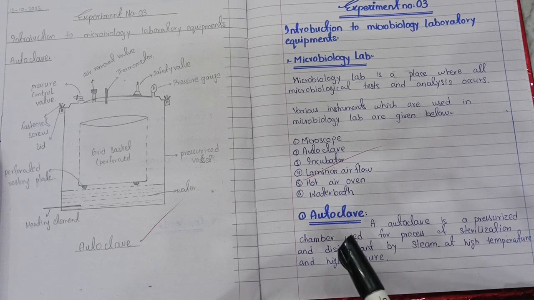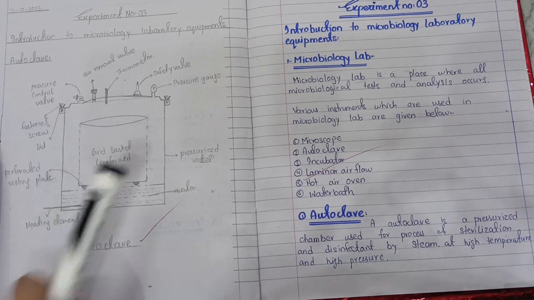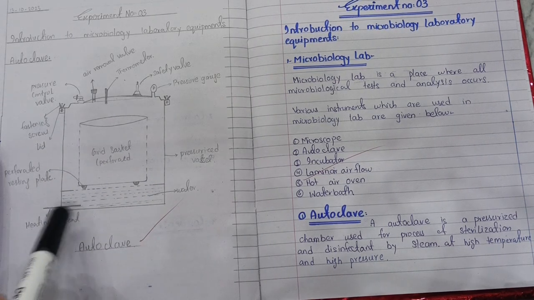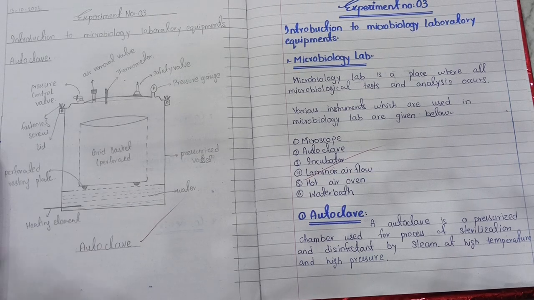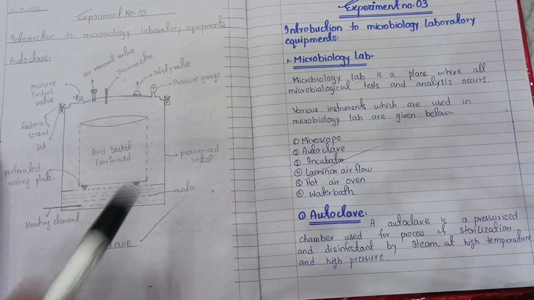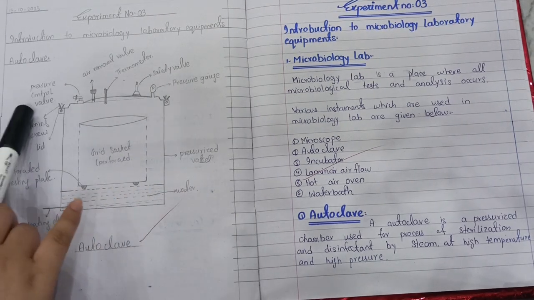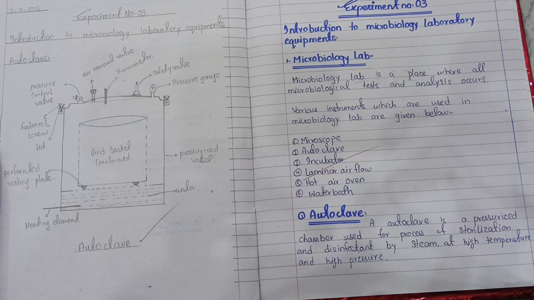It is a pressurized chamber. Here I have drawn the diagram of the autoclave. As you can see, this is a pressurized chamber in which pressure is exerted. In this pressurized vessel you can see a lot of pressure controlling devices present, which control the pressure in it.